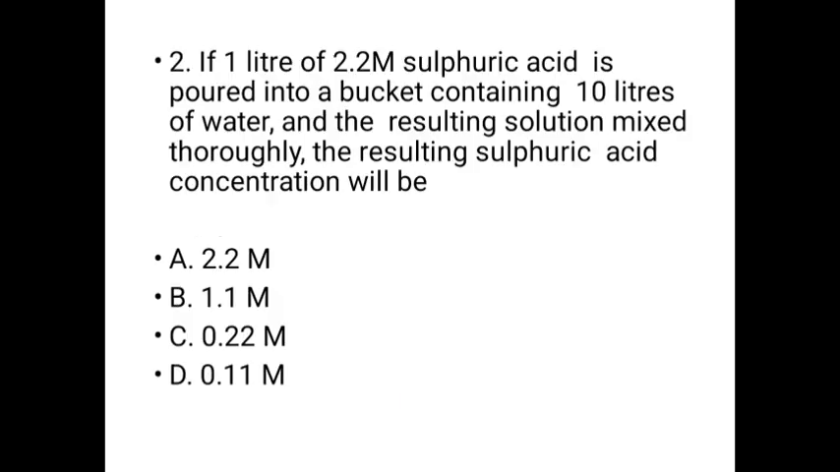Number 2. If 1 liter of 2.2 M sulfuric acid is poured into a bucket containing 10 liters of water, and the resulting solution mixed thoroughly, the resulting sulfuric acid concentration will be: A. 2.2 M, B. 1.1 M, C. 0.22 M, D. 0.11 M.